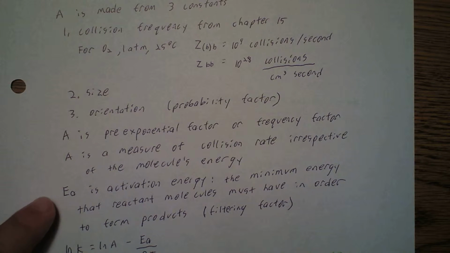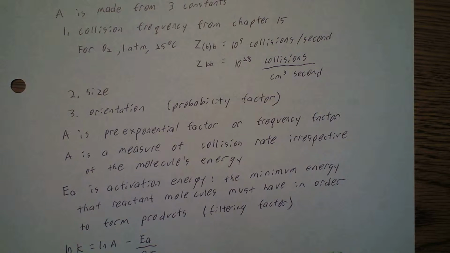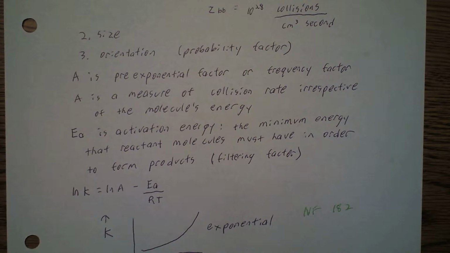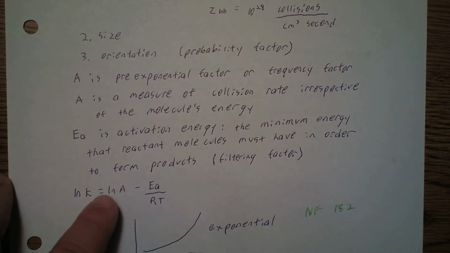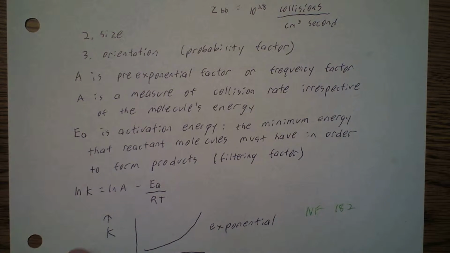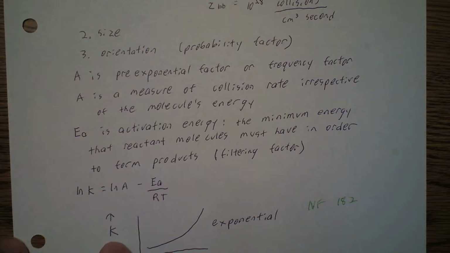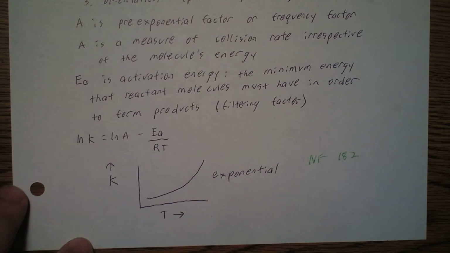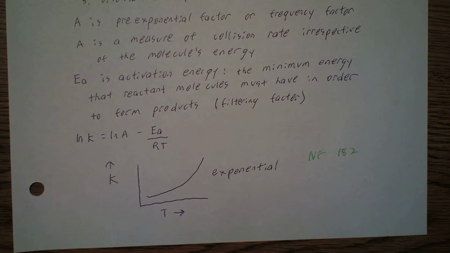Now remember, Ea is the activation energy. This is the minimum energy that the reactant molecules must have in order to form products. You can also call this a filtering factor. So we get natural log of k is equal to natural log of A minus Ea over RT. Now here's a graph of k, the rate constant, versus temperature. As you can see, it curves upwards, so it's exponential, not a straight line.